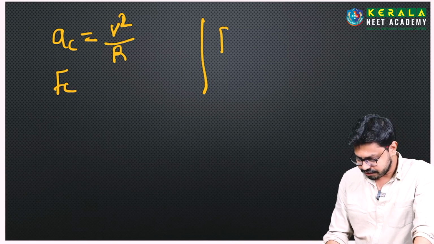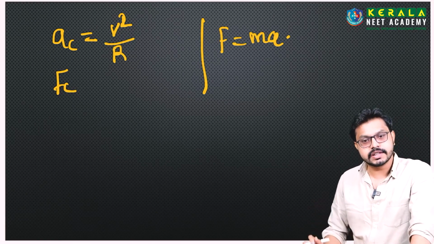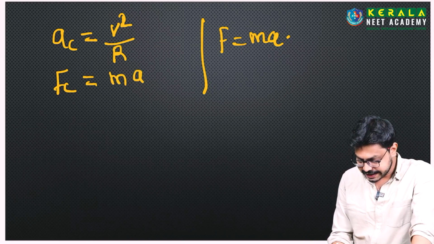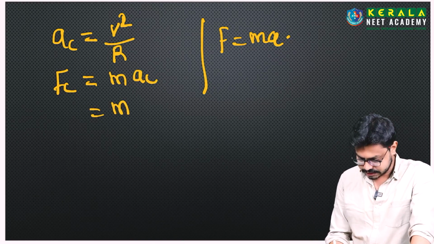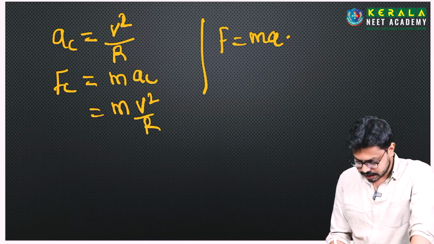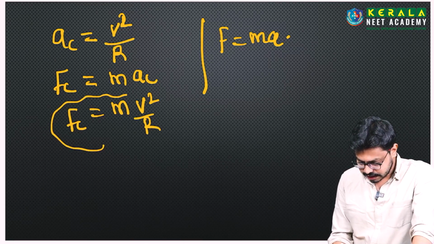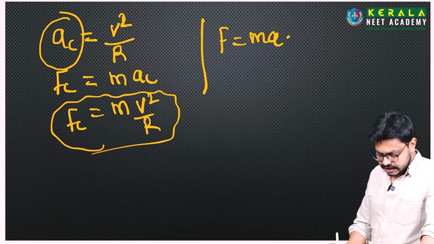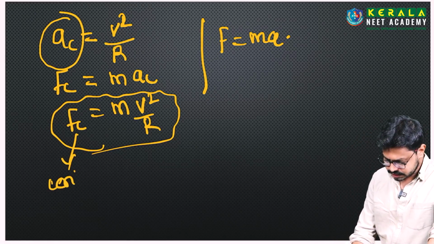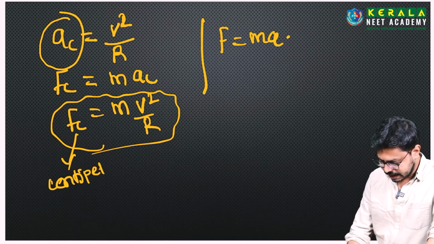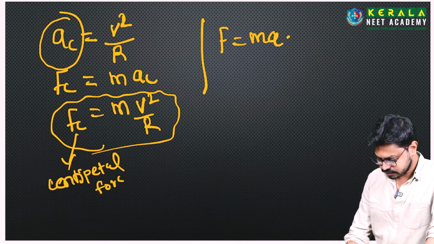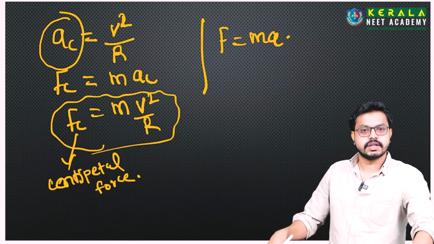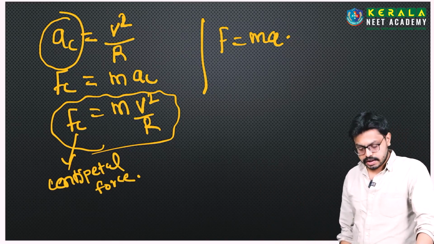We already know the very famous equation, F is equal to m into A. Then what is Fc? M into AC. What is m? Mass. AC means what? V square by R. AC is known as what? Centripetal acceleration. Then what will be Fc? Centripetal force. That is the centripetal force. So what is the equation of centripetal force? M V square divided by R.